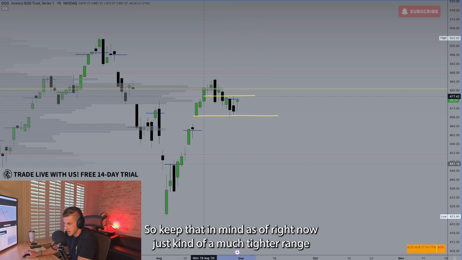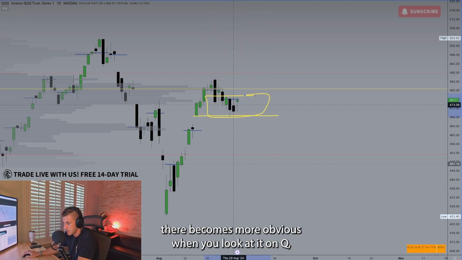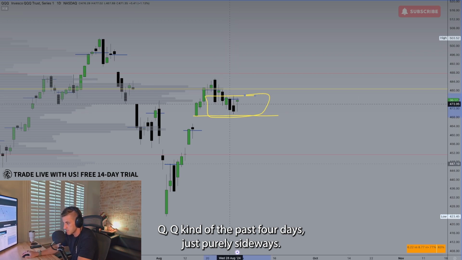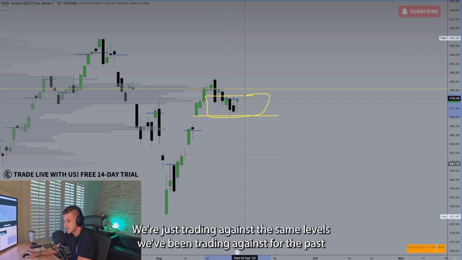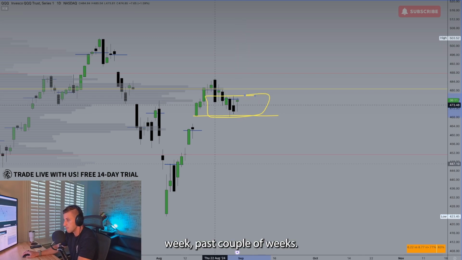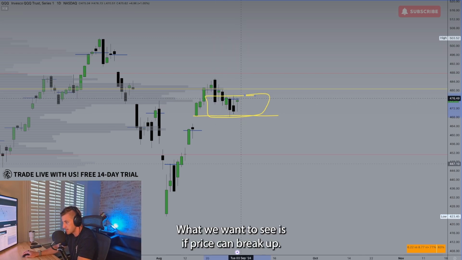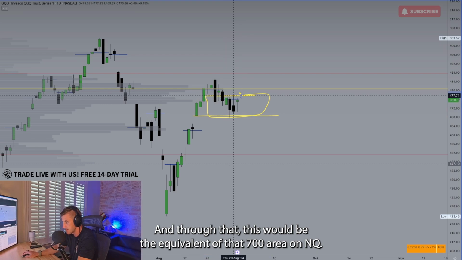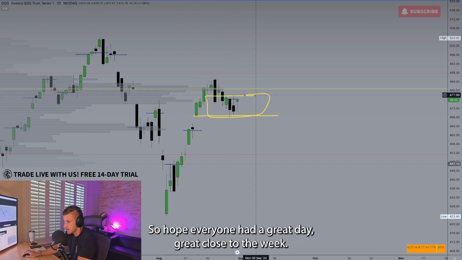As of right now, just kind of a much tighter range there. It becomes more obvious when you look at it on QQQ, kind of the past 4 days, just purely sideways, right? We're just trading against the same levels we've been trading against for the past couple of weeks. What we want to see is if price can break up and through, this would be the equivalent of that 700 area on NQ.